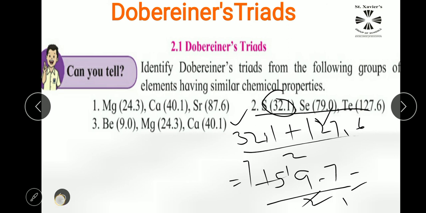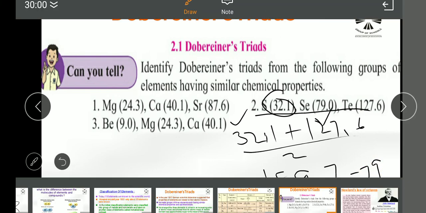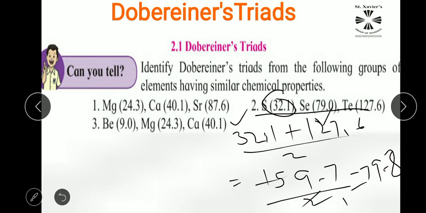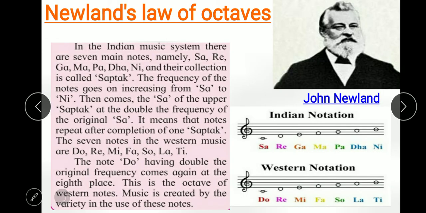So here we are getting an approximate value of 79.8, students. 79.8 is approximately equal to 79. So we can say that this is a Dobereiner triad. In this way we can check whether a given set of elements is a Dobereiner triad or not, students. Write these notes.